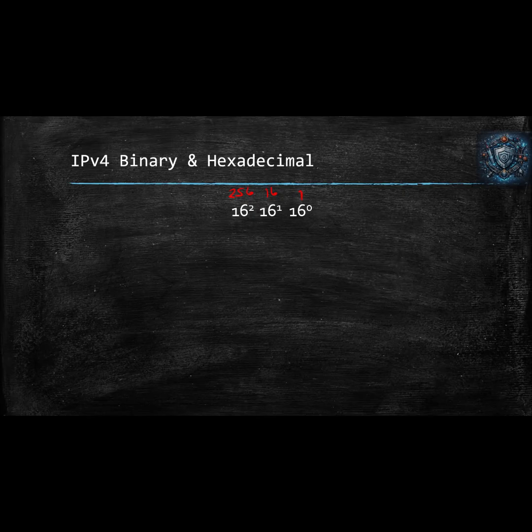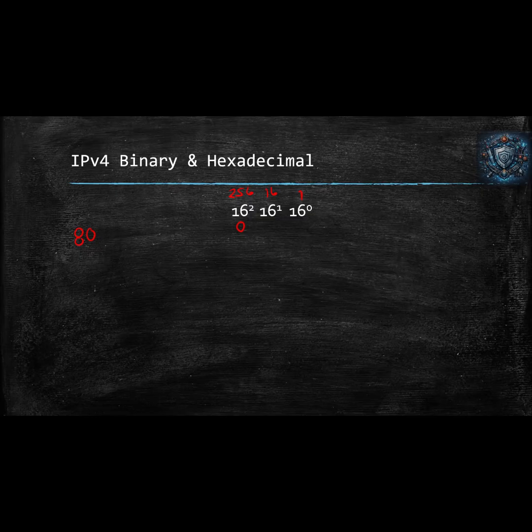So let's take a number, let's say 80. And just like with the binary, can we take 256 from 80? No. So we'll put a 0 there. Now can we take 16 from 80? Yes. Well, how many times can we take 16 from 80? So can we take it one time? Yep.